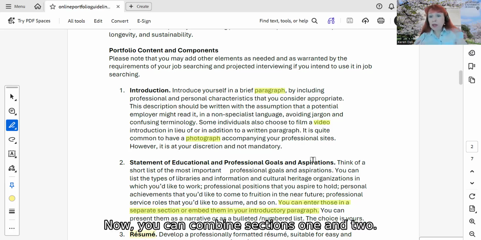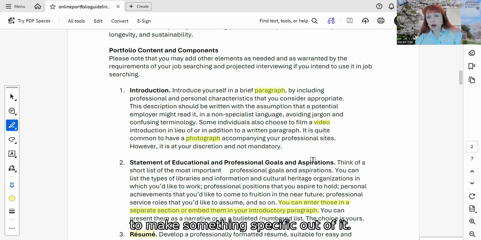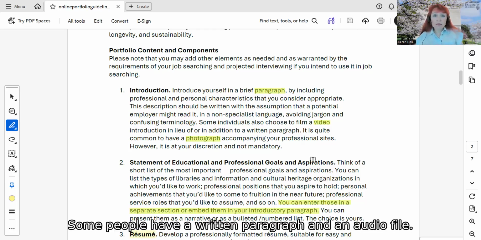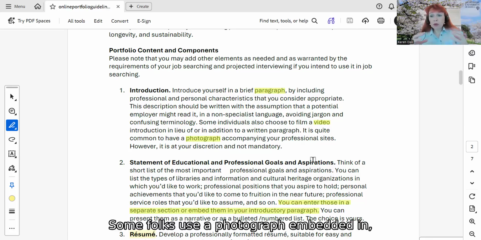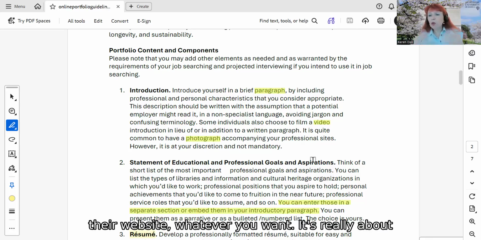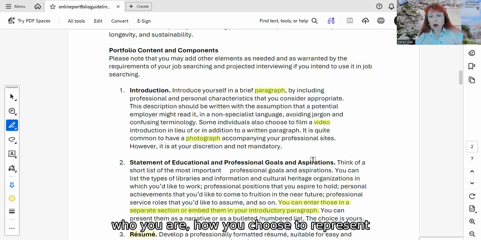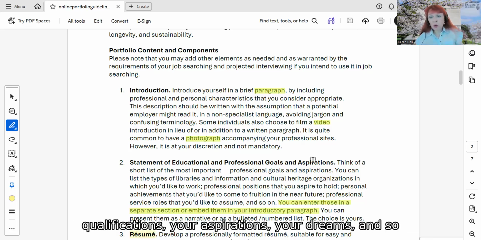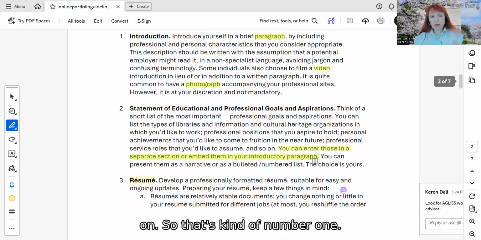Now, you can combine sections 1 and 2. You can separate them out if you'd like, to make something specific out of it. It can be a written paragraph, or some folks just create a brief video introduction. Some people have a written paragraph and an audio file. Some folks use a photograph embedded in their website, whatever you want. It's really about who you are, how you choose to represent yourself, and how you choose to share with the world. Anything related to your qualifications, your aspirations, your dreams, and so on. So that's kind of number 1.